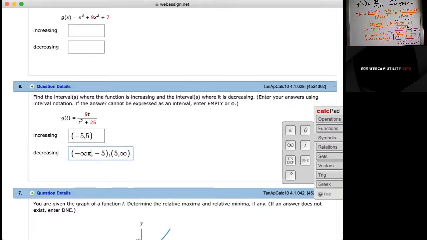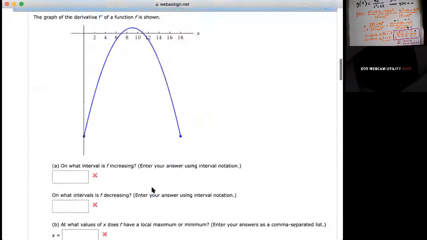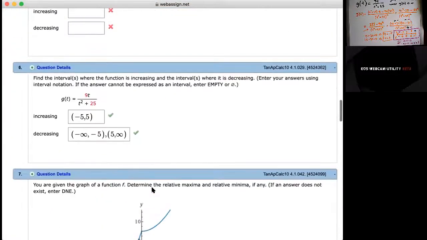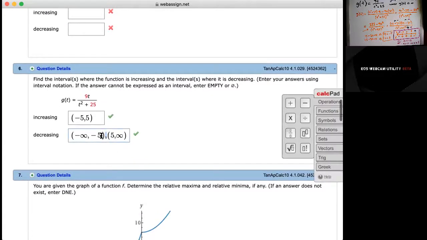There we go. So we're going to go from -infinity to -5, and then from 5 to +infinity. All right, I'm going to hit enter, see if it likes my answer. Okay, let's see if it likes it. Doesn't like the ones that we didn't enter. Oh, okay, cool. So it accepted my answer as 2 different intervals separated by a comma.